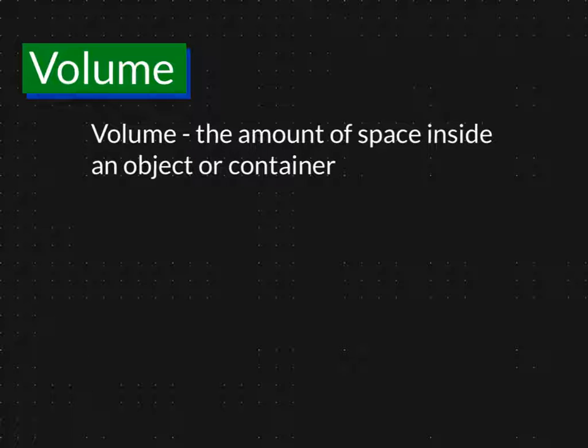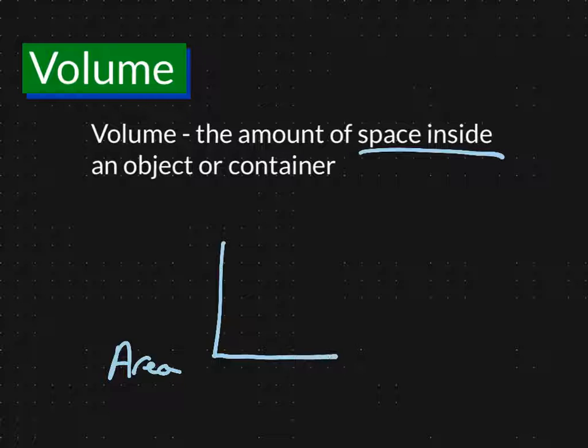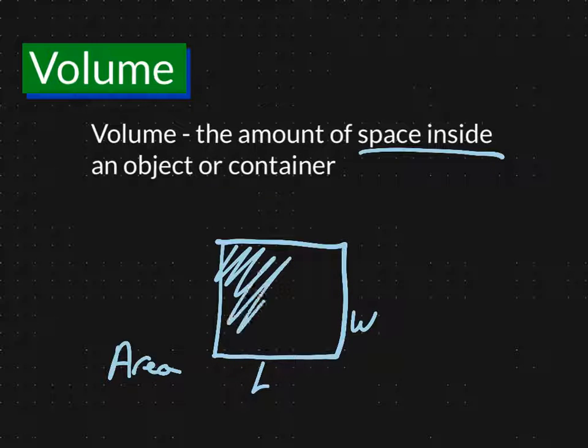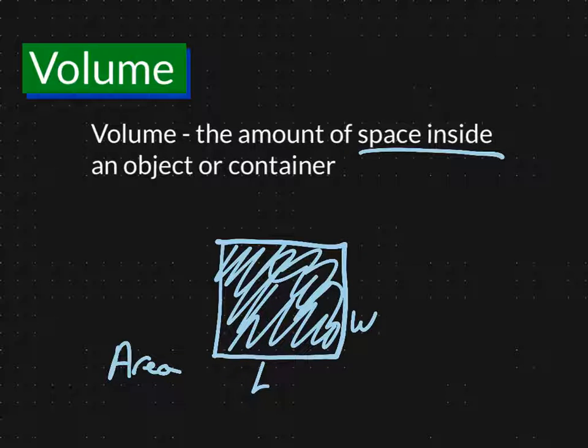Volume is the amount of space inside an object or a container. So area is two-dimensional. Here we have a square. It's flat, and it has a length and a width, and the area is this flat space, this amount inside this flatness. But volume is three-dimensional. So it has length and width and height.